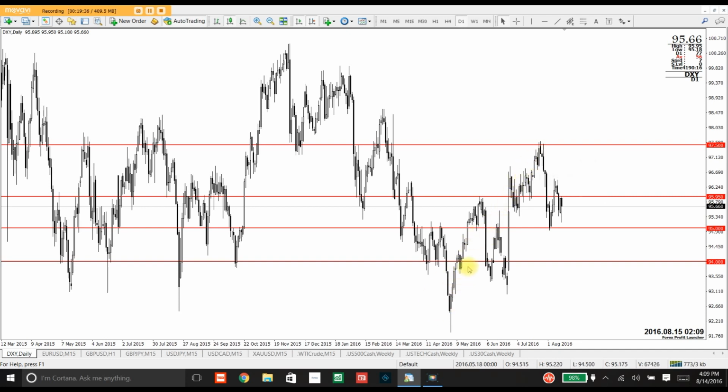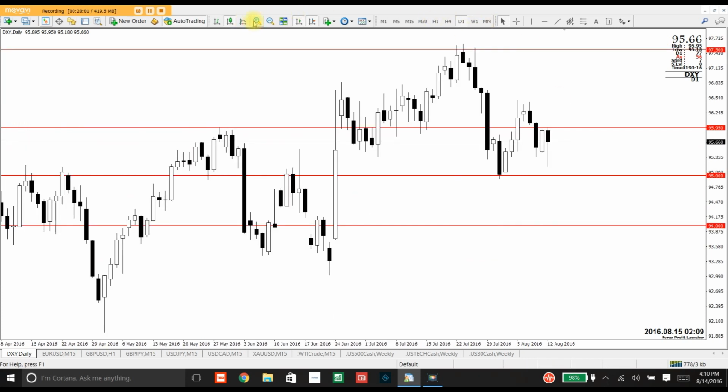Each time we come up to a major institutional level, you see a bounce. You see resistance respected right here, and it trades down. Eventually it comes up through this resistance level, but then it respects the next one right here, and then it trades down. You can see that. And you're starting to see it unfold right now in the dollar.